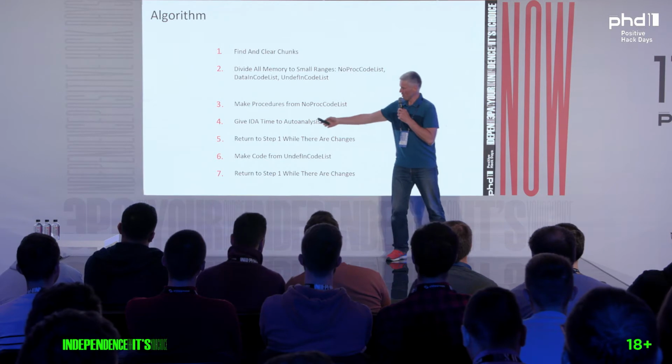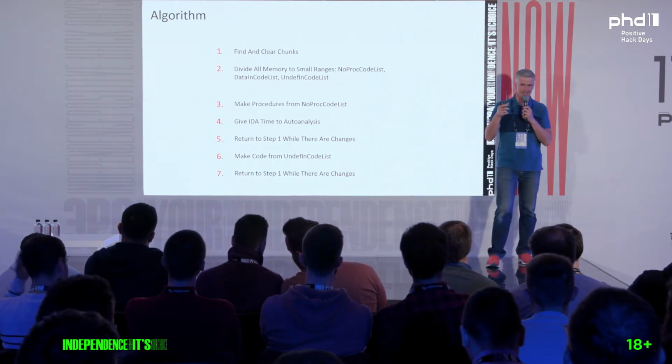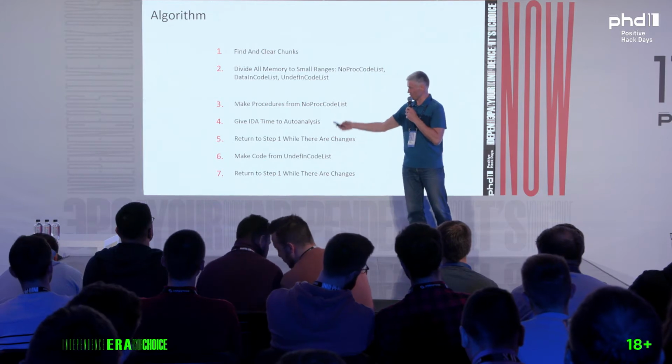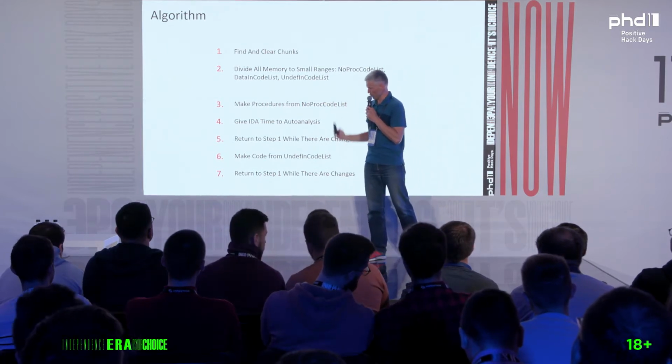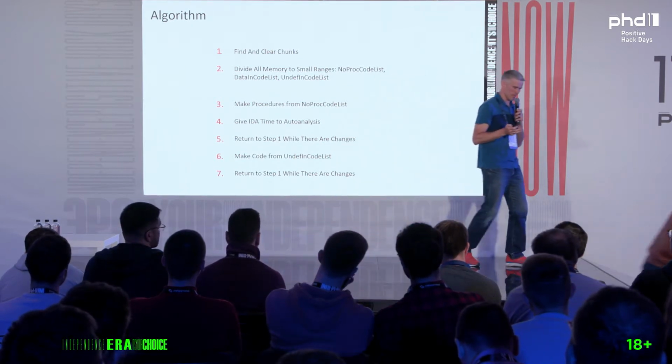Then we try transforming it into procedures. Then we give this information to IDA so that on the basis of these initially identified procedures, it can look for more. And then we cycle it. If that is not enough, we grab another type of range and we do the same.